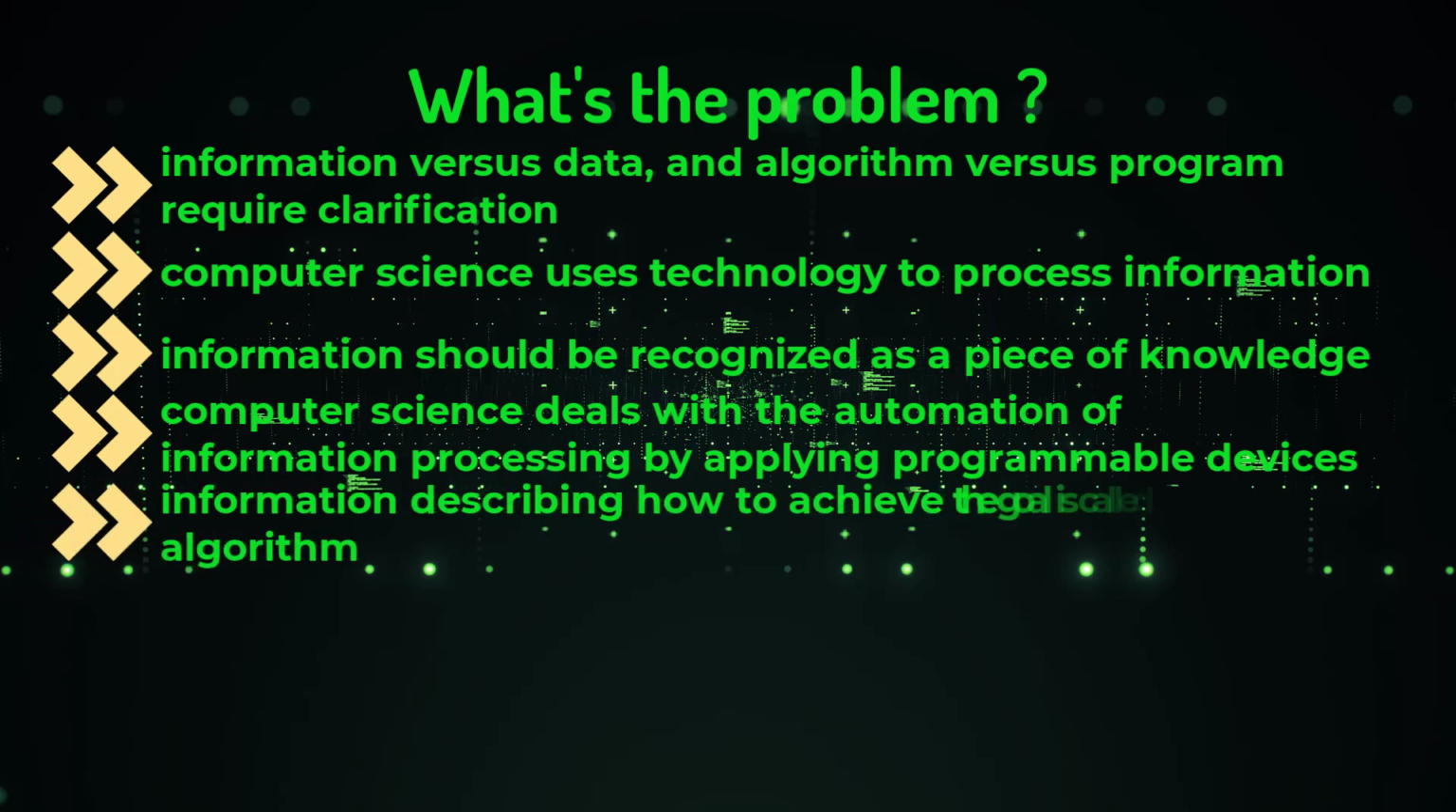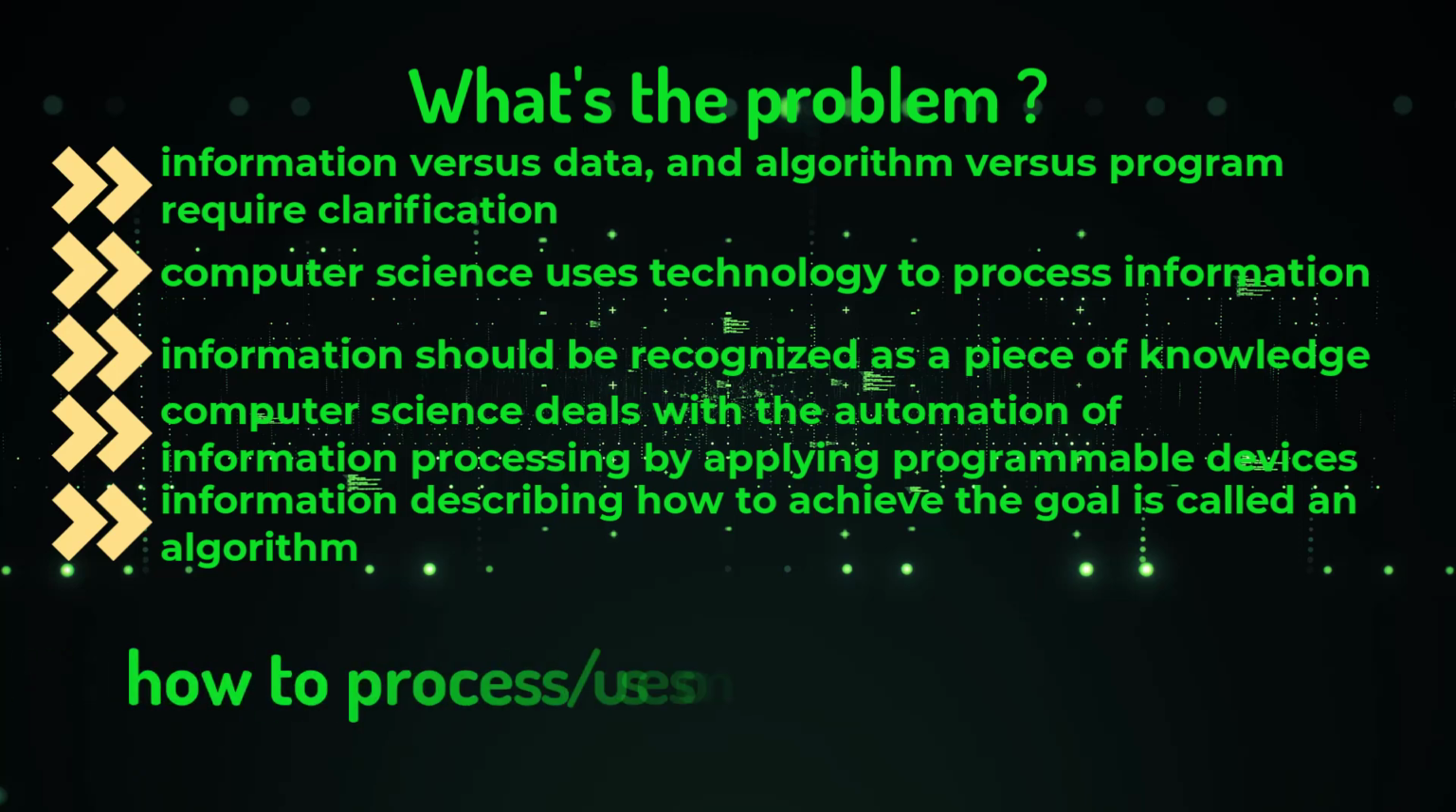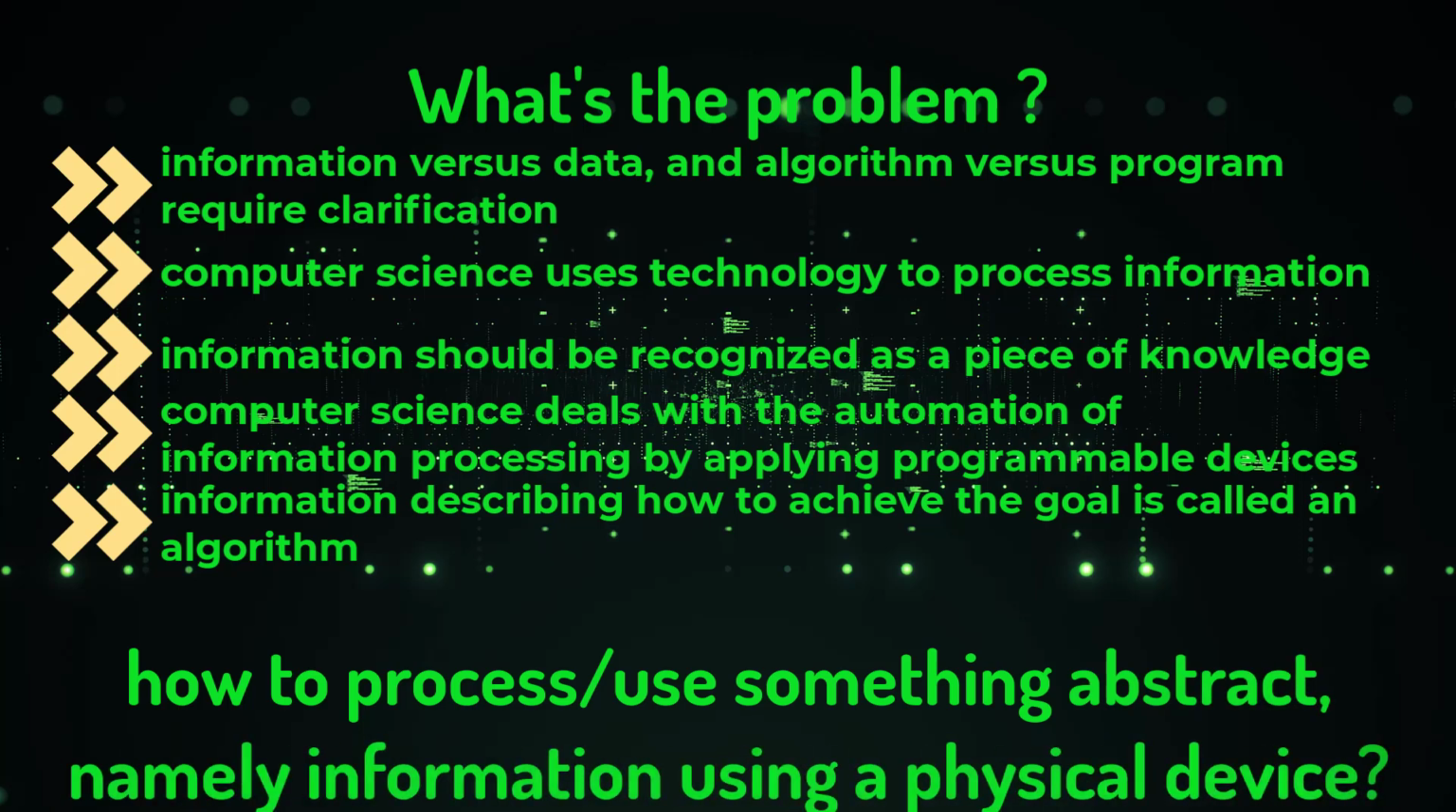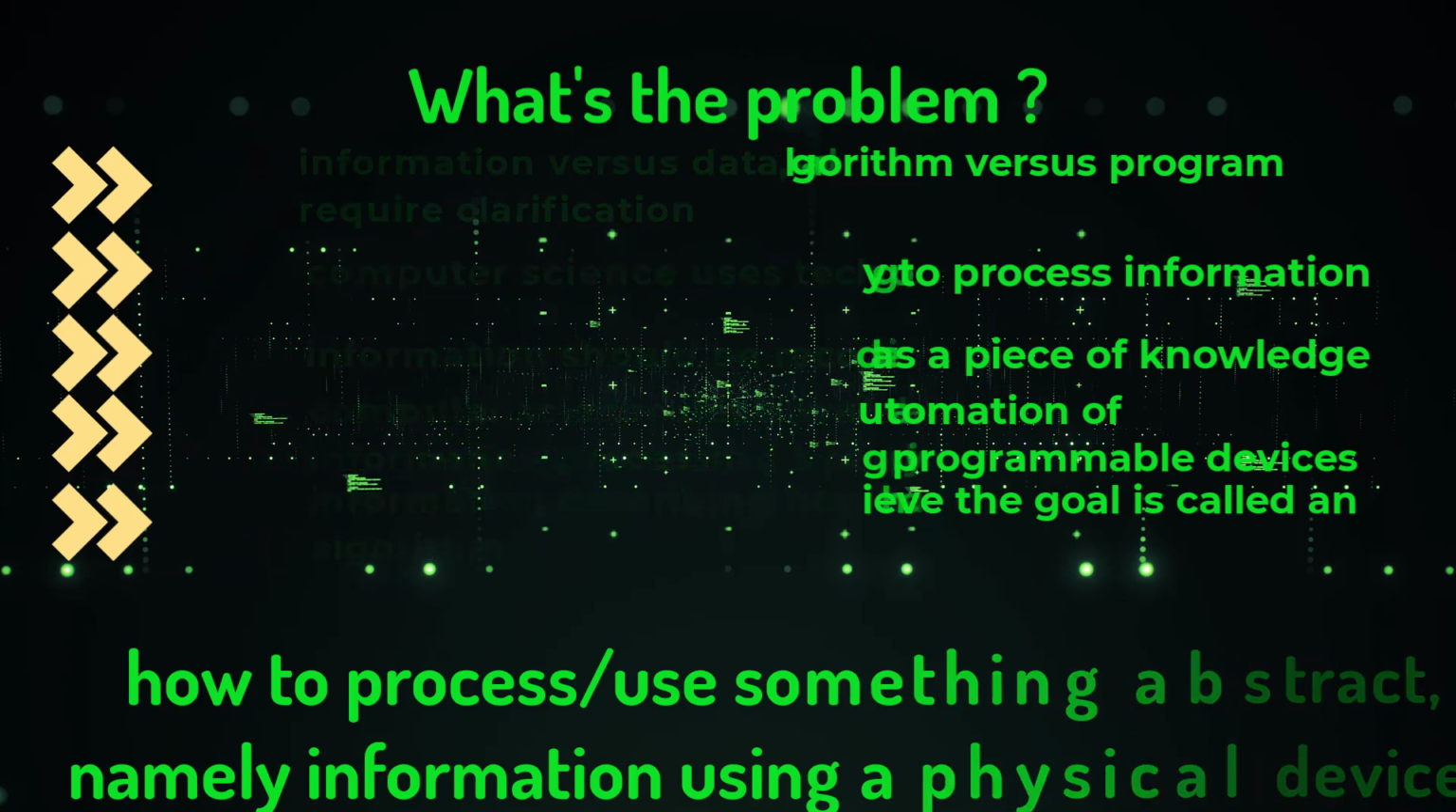But to solve any problem using a computer, we also need to know how to process the information to reach a goal. Again, we need information, a piece of knowledge, describing how to solve the selected problem. How to control the activities to achieve the goal we are facing. This kind of knowledge we call an algorithm. Let me stress, it is also information that cannot be directly applied or used by any physical device, including but not limited to computers. In conclusion, the main goal is to address a fundamental inconsistency. How to process something abstract, namely information, using a physical device?